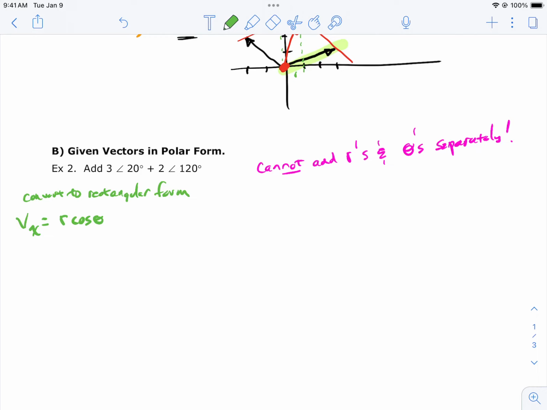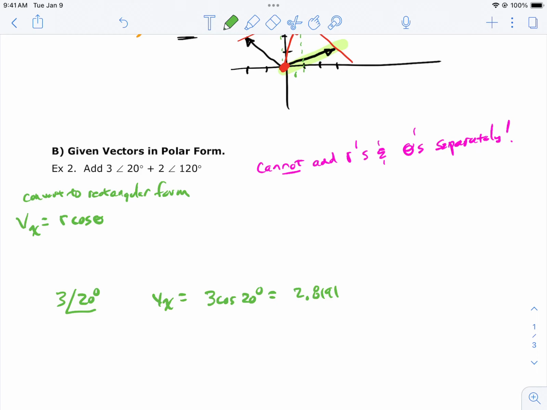So all you have to do here is say, well, 3 angle 20 degrees. Well, the Vx would be 3 cosine 20 degrees, which we can work out on a calculator. Where's my calculator? I found it. Okay, so 3 cosine 20 is what? 3 cosine 20, boom. 2.8191. I like to carry 5 sig figs in the middle of a calculation.